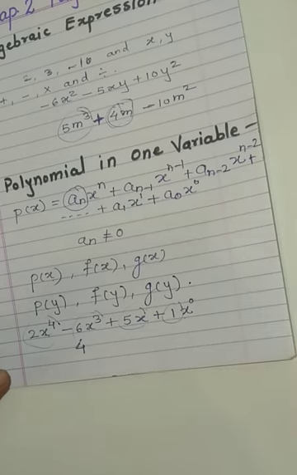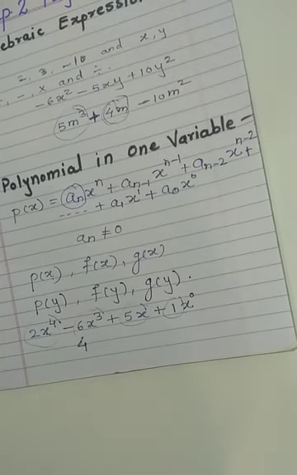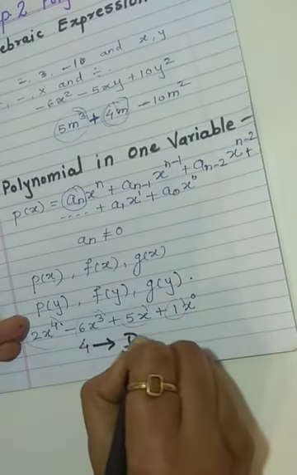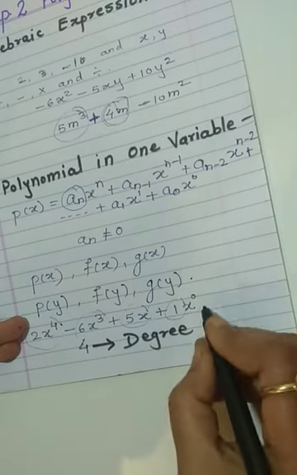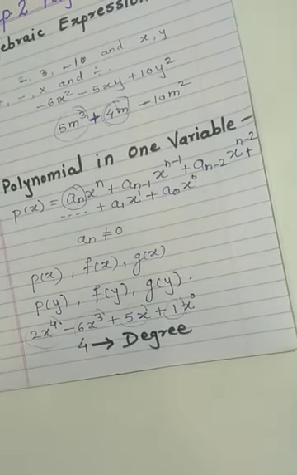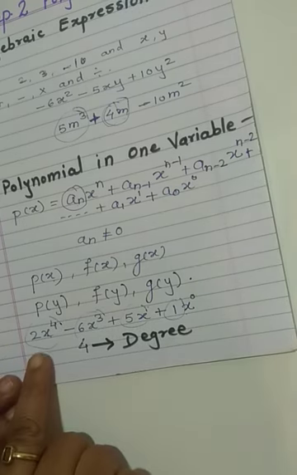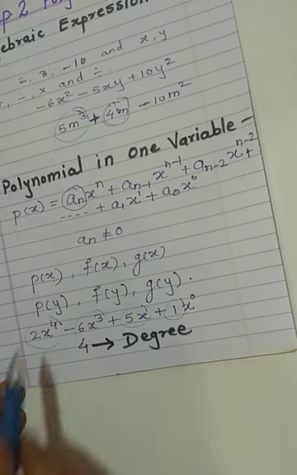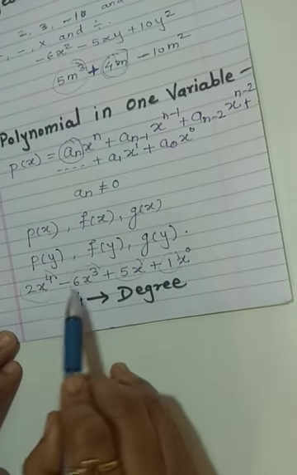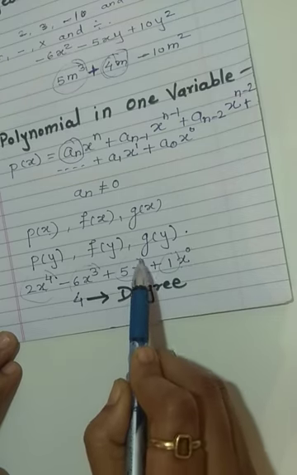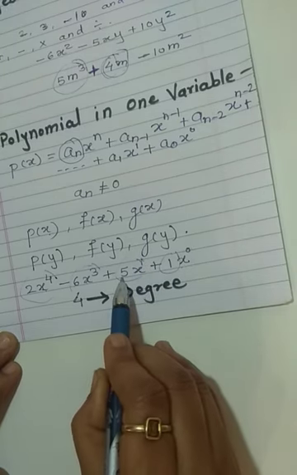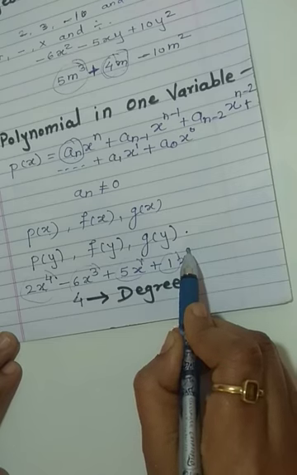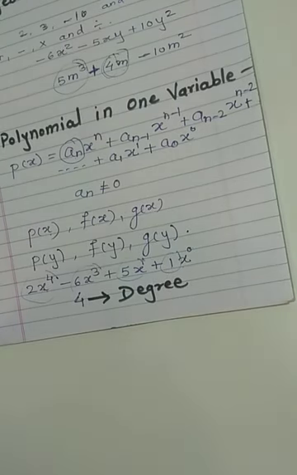That means the highest power of the variable in a polynomial is called the degree of that polynomial. The highest power of the polynomial is called the degree of the polynomial. Here the coefficient of x raised to 4 is 2, the coefficient of x raised to 3 is minus 6, the coefficient of x raised to 1, that is x, is 5, and the coefficient of x raised to 0 is 1, which is the constant term here.